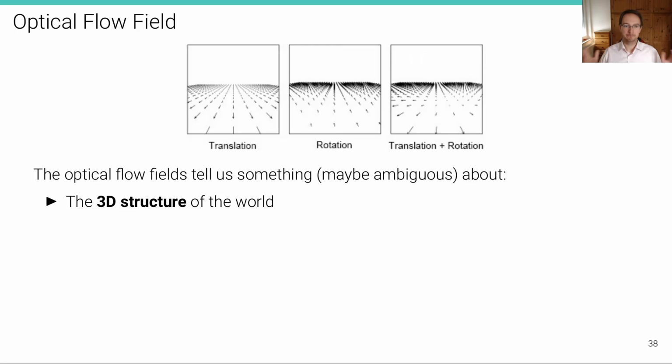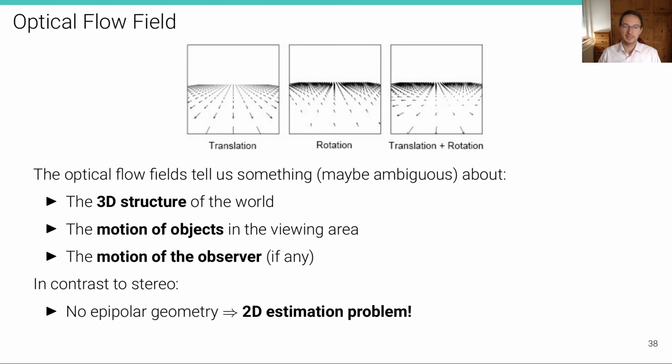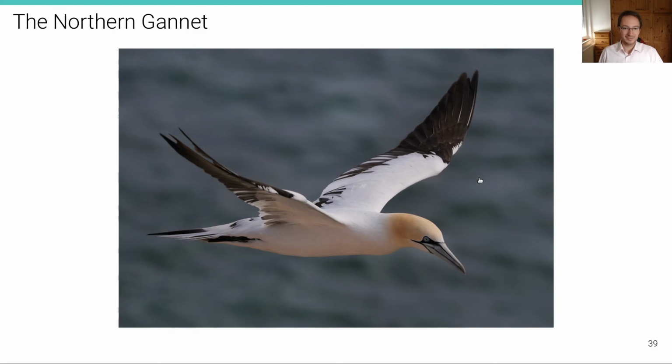So the optical flow tells us something, maybe ambiguous, about the 3D structure of the world, the motion of objects in the viewing area, and the motion of the observer, if any. And it's a substitute for the motion field that we like to estimate, and it's often a pretty accurate substitute, except for these extreme cases that I've just shown. In contrast to stereo, we can't make any assumptions on the epipolar geometry. It's a real 2D estimation problem. So it's a much harder problem, of course. It has a much larger search space. And it's used by animals.